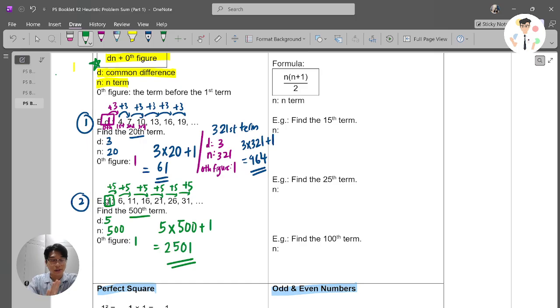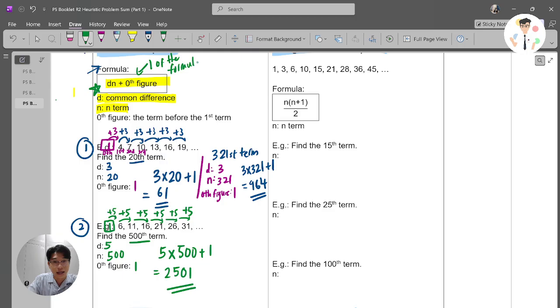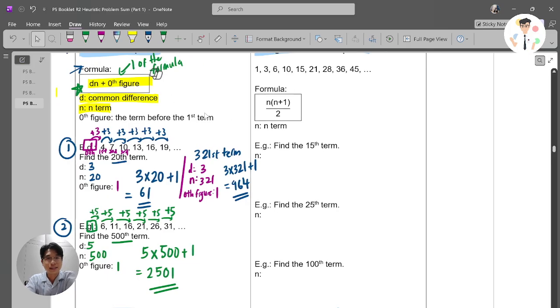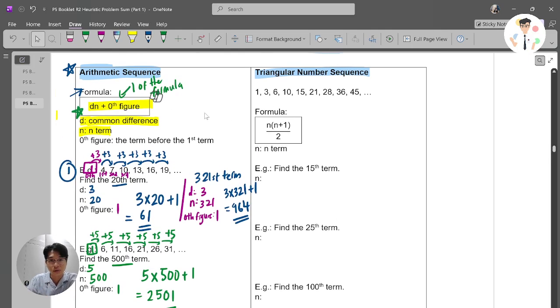Okay, I hope you get the idea. If you feel that it's slightly difficult, feel free to go online and look for videos about arithmetic sequence. Now, this is just one of the formulas that we can use to find terms. There are actually still more out there. Now the second sequence that we are learning is called the triangular number sequence.